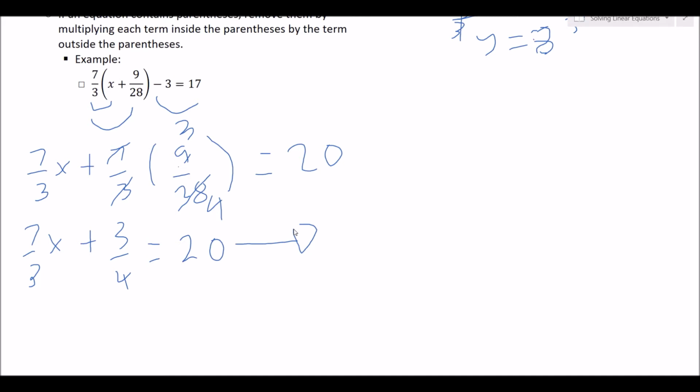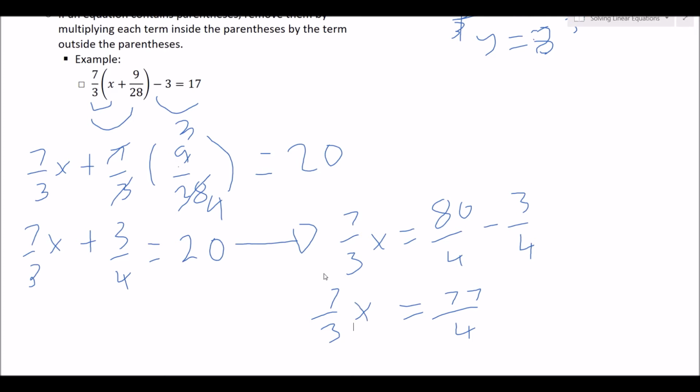So we can subtract 3 over 4 from both sides, and we'll have 7 over 3 x is equal to 80 over 4 minus 3 over 4. Okay, and 80 minus 3 is 77 over 4, which is equal to 7 over 3x.